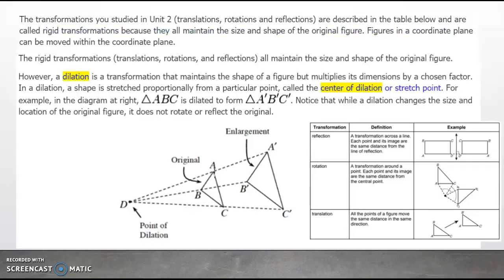So back in Unit 2, you talked about transformations, translations, rotations, and reflections. The other one that goes along with that is called a dilation. It maintains the shape of a figure, but it either makes it larger or smaller. It's stretched from a particular point. That point's called the center of dilation. So we are going to be either enlarging or making smaller our shapes.